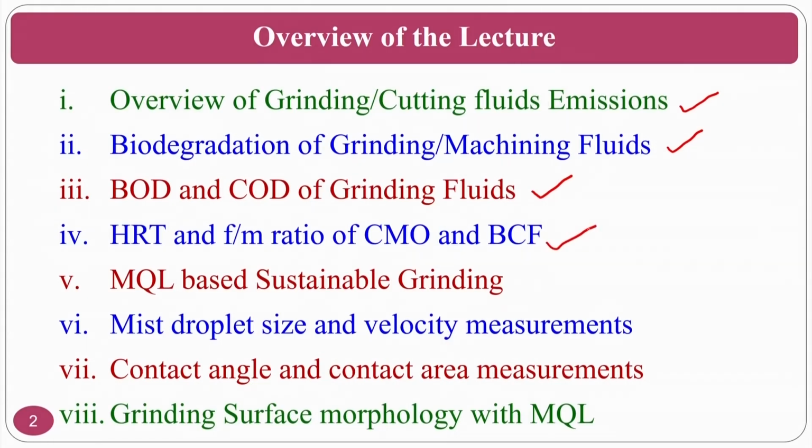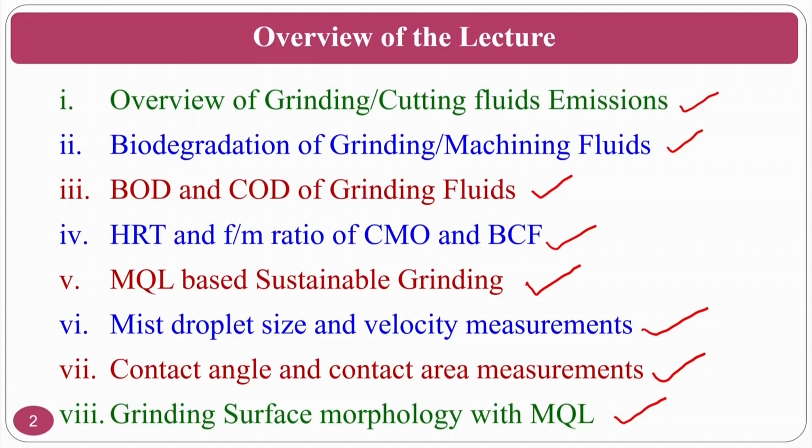Then we come up to the minimum quantity lubrication, or minimum quantity cutting fluid based sustainable grinding process: how the minimum quantity cutting fluid will develop, how the mist is developed, what is the particle size, what is the velocity of that, and all these things in the minimum quantity lubrication, contact angle measurement. From there, how the area measurement we will see, the grinding surface morphology if we are using the MQL and other things. MQL and biodegradation of the cutting fluid. These are the two probable solutions that I am going to discuss in this one.